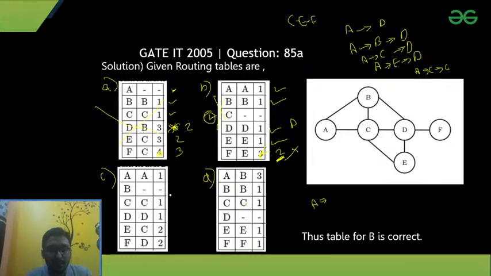The third table, you can see, is the routing table for node B, as B's entry contains a dash. So B to A distance is 1. Yeah, that is true.